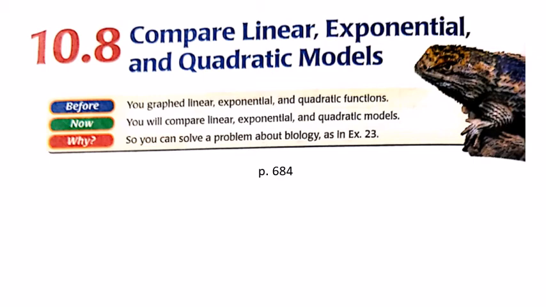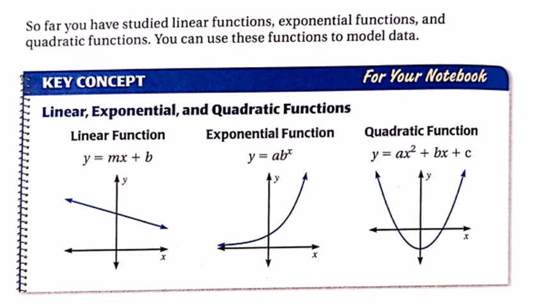So let's go ahead and start by just looking at their general graphs. A linear function is written as y equals mx plus b, and it's anything that can be written in that form, and it's going to look like a line, whether it has a negative slope like this or whether it has a positive slope. It is a linear function.